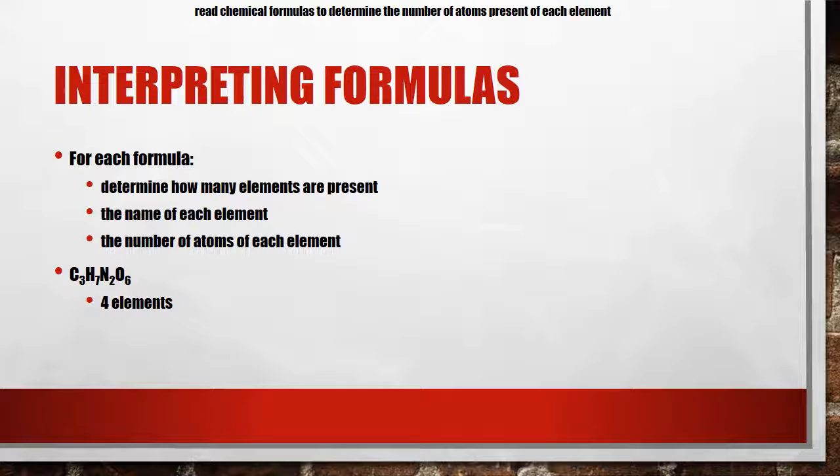Next thing, we want to know the names of those. Well, just look at your periodic table. Look at these symbols and you'll find the names of them. You'll see that the C is carbon, the H is hydrogen, the N is nitrogen, and the O is oxygen.